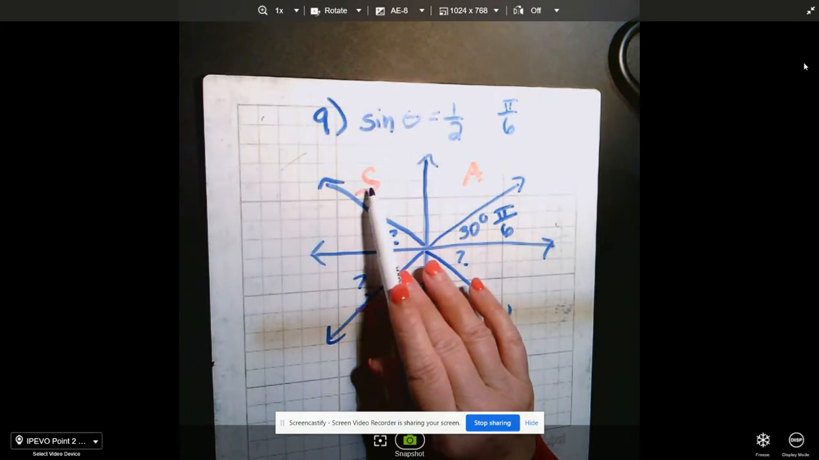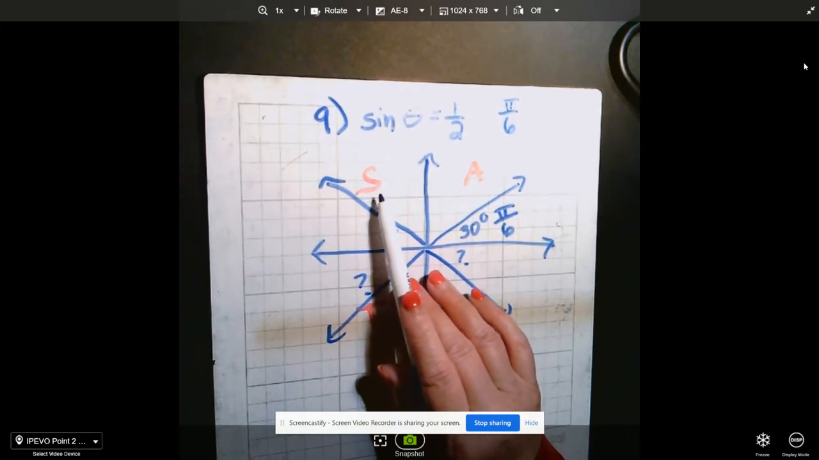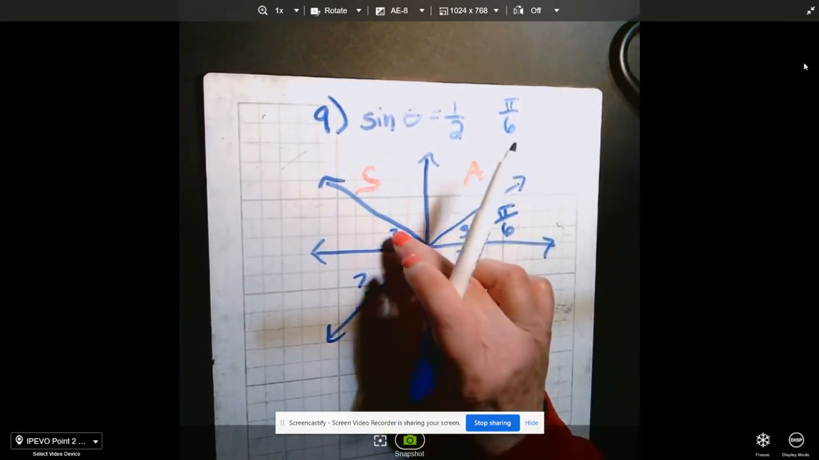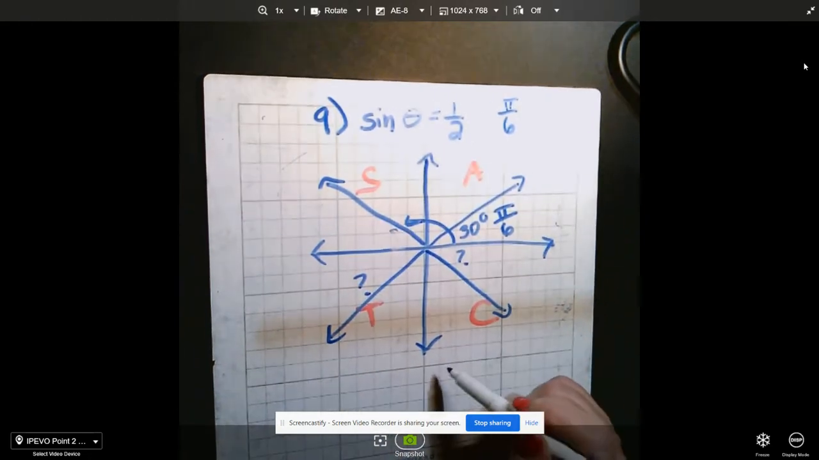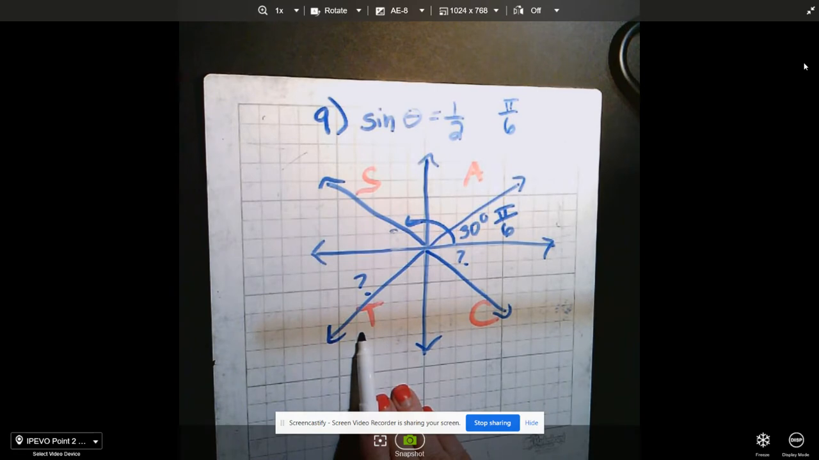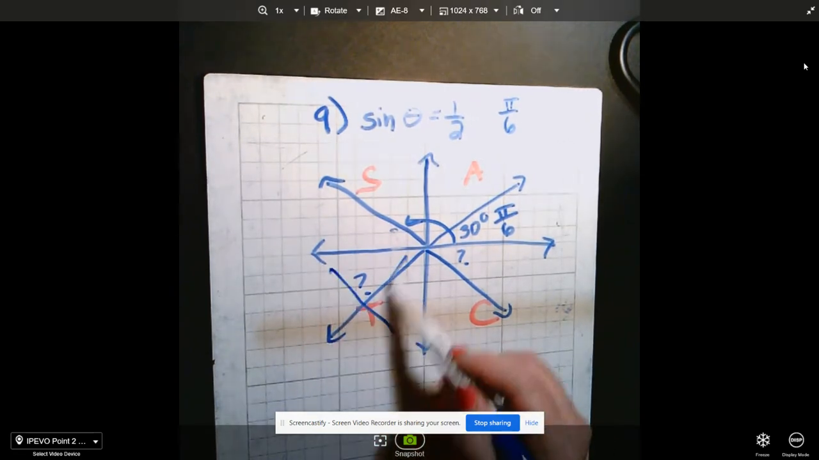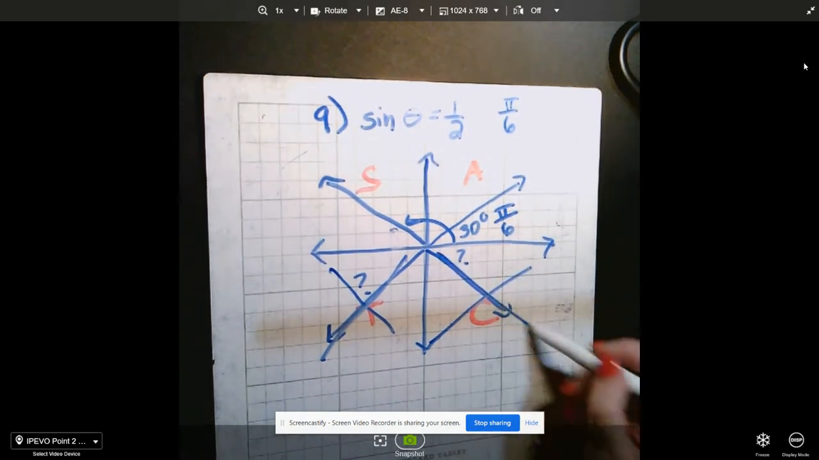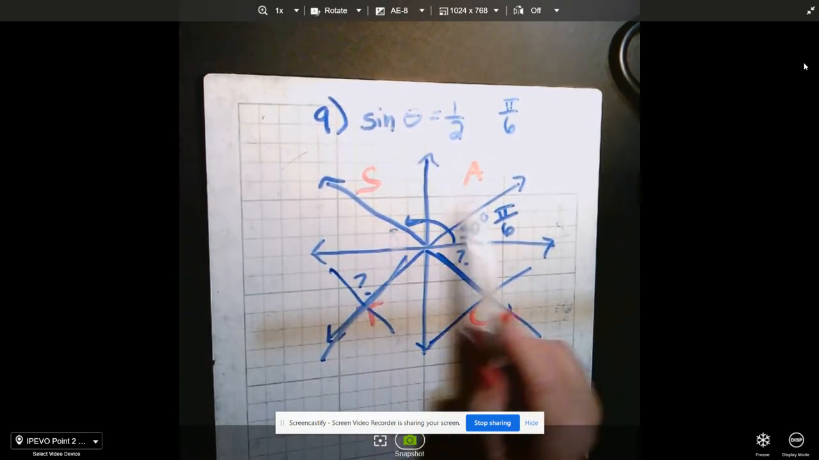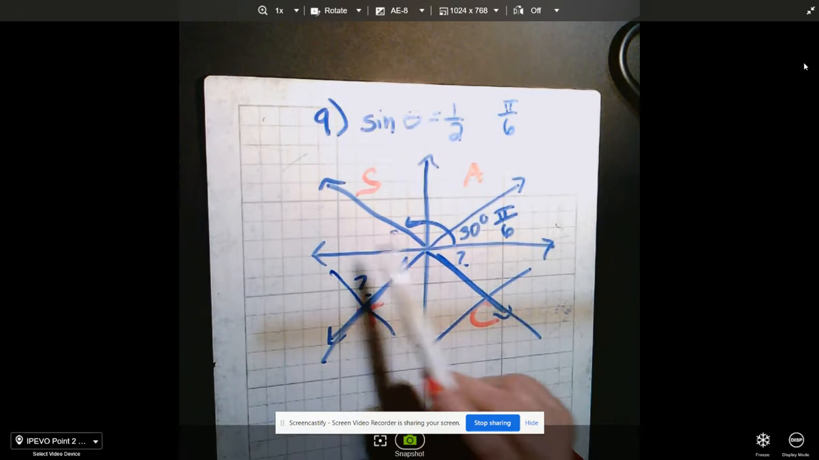In the second quadrant, the sine is positive. So also here, this angle here, from here to here, would also be positive. But in this quadrant, the sine would be negative, so it's not going to be in that quadrant. And in this quadrant, the sine would also be negative, so it's not going to be in that quadrant. So it's only possible that it's in quadrant 1 and quadrant 2.